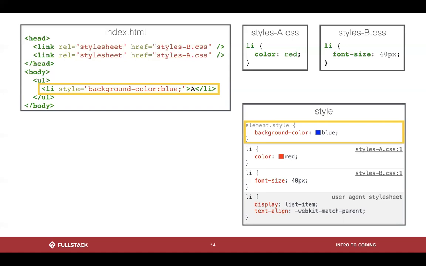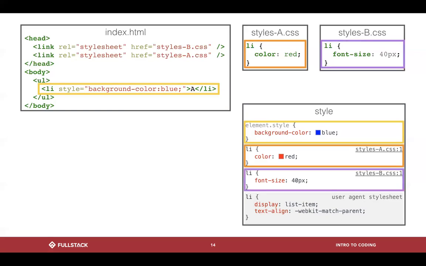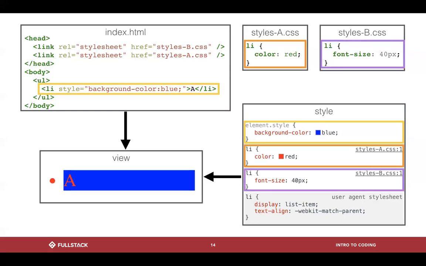So the specificity, the order that these would get written into, is the inline style, and then styles A, and then styles B. And it's going to look something like that. Any questions on that? Okay.